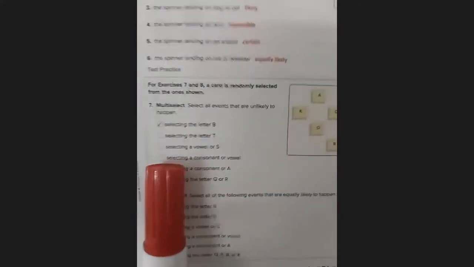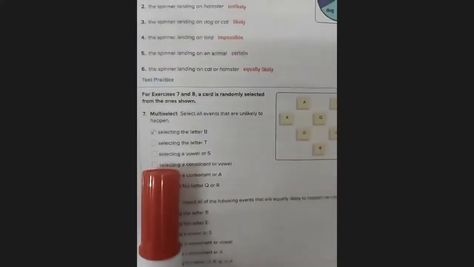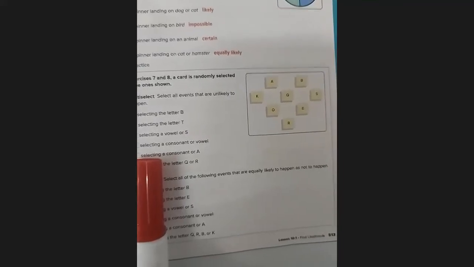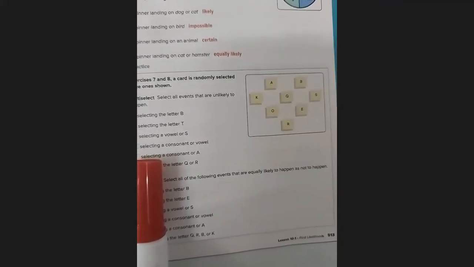Now the next one, selecting a consonant or a vowel. All of them are consonant or vowel, right? So it is certain, not unlikely. You don't select. Then selecting a consonant or A. How many consonants do we have? It is likely. It has a big chance, more than 4, right?